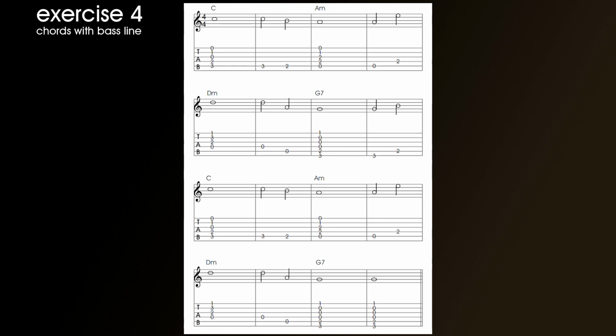Here's exercise 4 being played at the usual 90 beats per minute with a 2-bar intro, so you can play along if you want to.